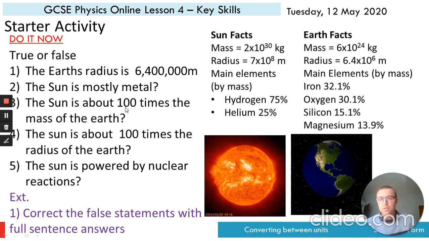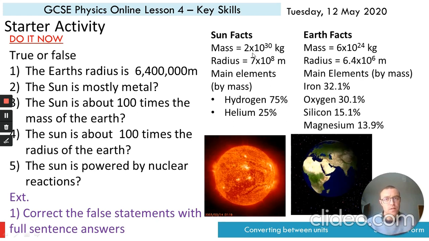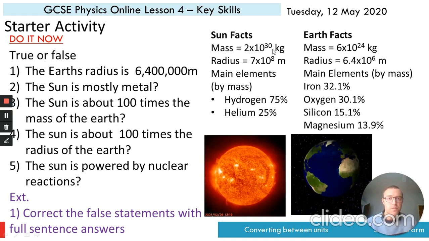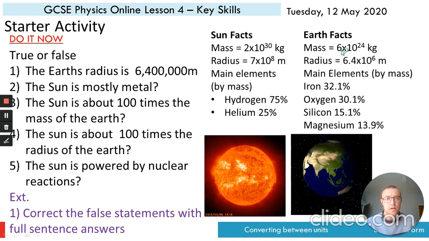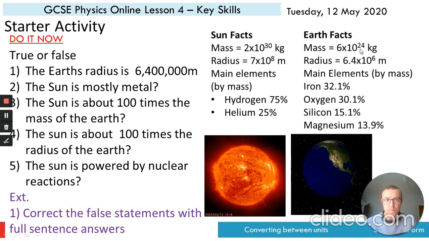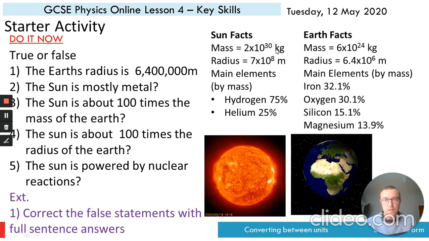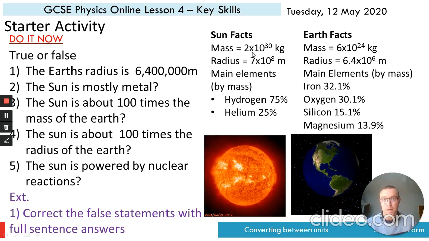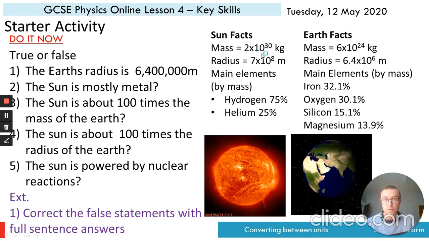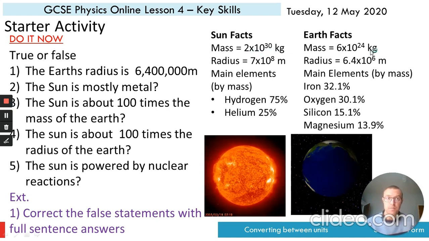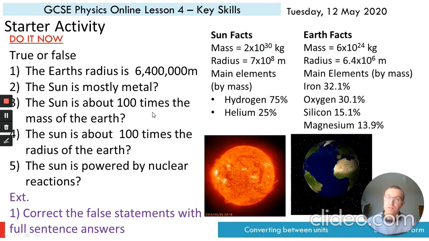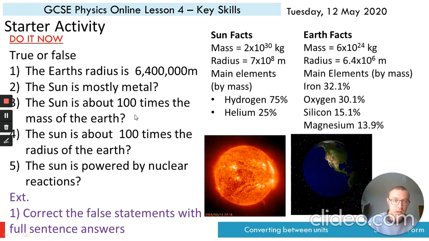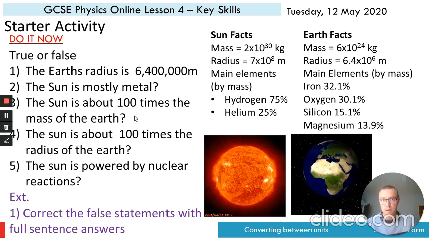The sun is about 100 times the mass of the Earth. Let's have a look. Number 3. The mass of the sun is 2 times 10 to the 30 kilograms. The mass of the Earth is 6 times 10 to the 24. If you divide 2 times 10 to the 30 by 6 times 10 to the 24, you will get about a million. Okay, the sun is about 1 million times more massive than the Earth.